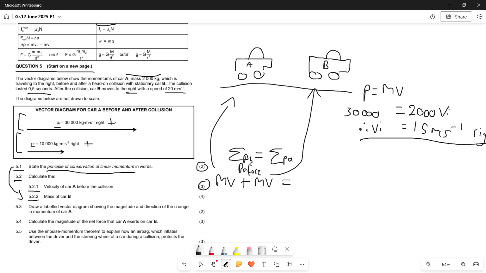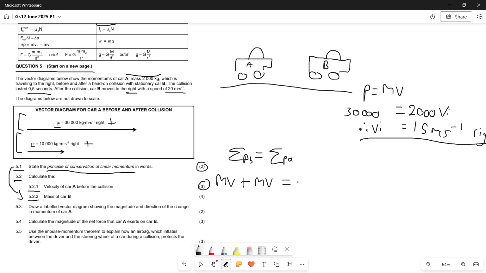We're going to equate that to the mass and velocity of car A after the collision and the mass and velocity of car B after the collision. At this stage, we would have enough variables for everything else but the mass of car B, as that will be the missing factor on both sides. And then we can go ahead and solve for that.